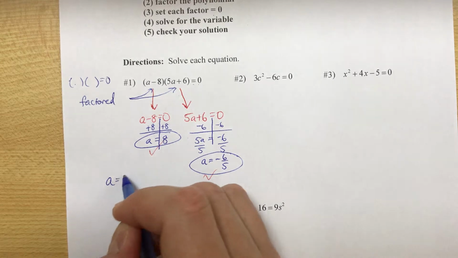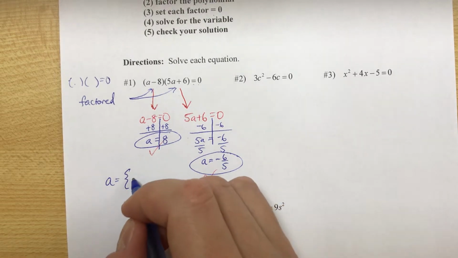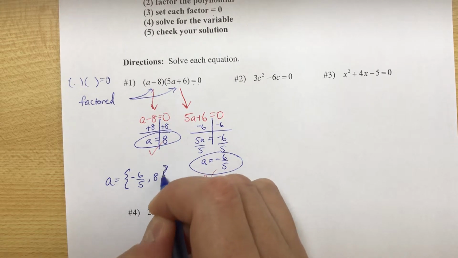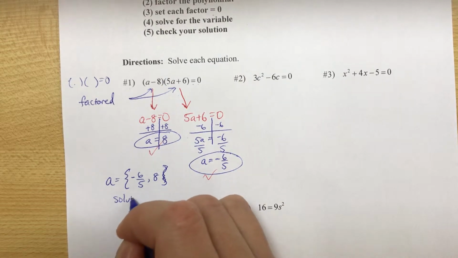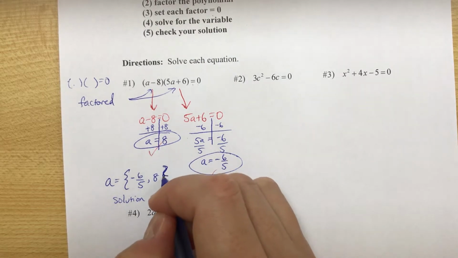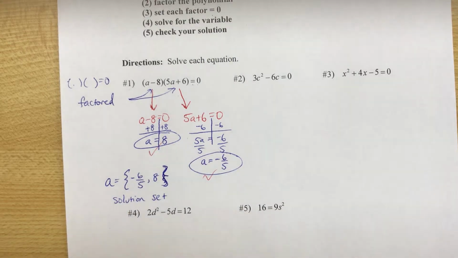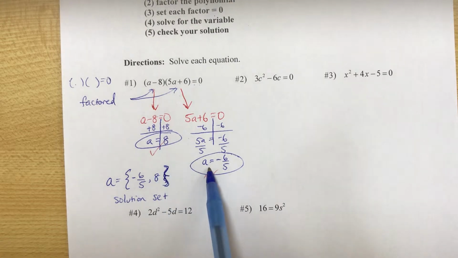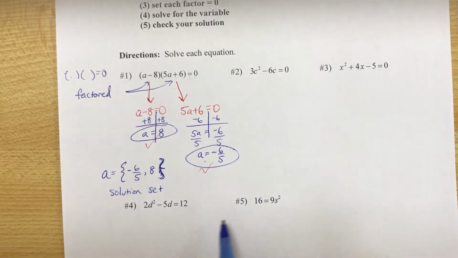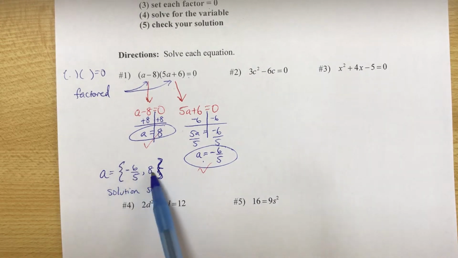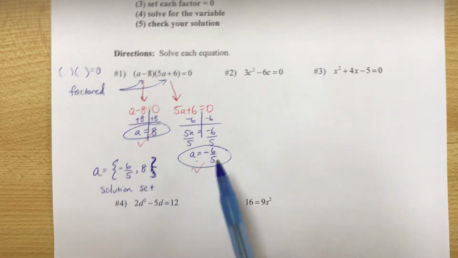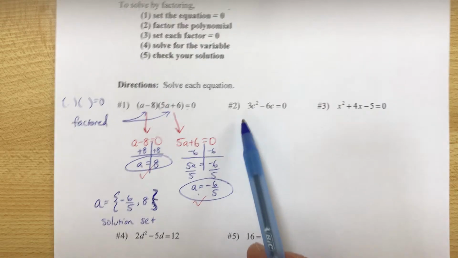I'm going to write this a different way. I'm going to write this as a set. Negative 6/5, comma 8. This is called a solution set. That's what the squiggle bracket is. It's okay if you write it like this, but this is how I'm going to write my answers for these problems here. Okay, so it's not x comma y because it's not parentheses, it's a set bracket. 2 answers.